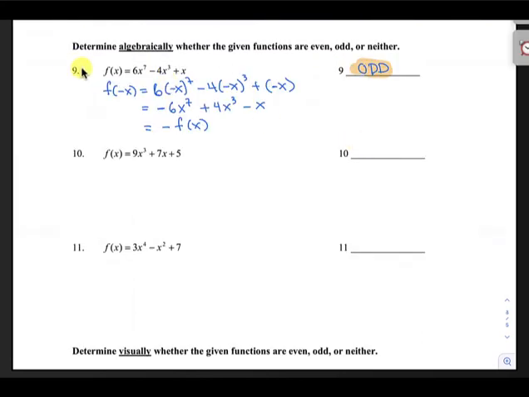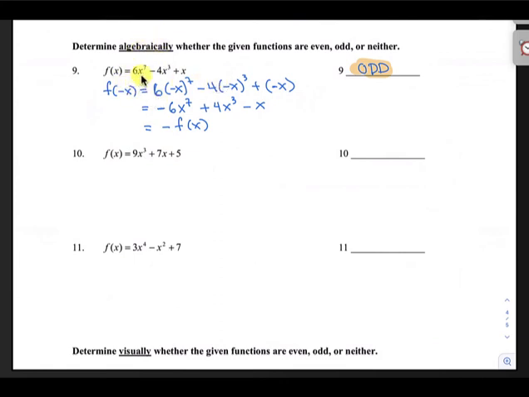All right, questions 9, 10, and 11. It says determine algebraically whether the given functions are even, odd, or neither. So for number 9, I already have the work. What you need to do is replace the x with negative x, okay? You've got to do this algebraically. You can't just look at the exponents. So if it says algebraically, this is the way you do it.